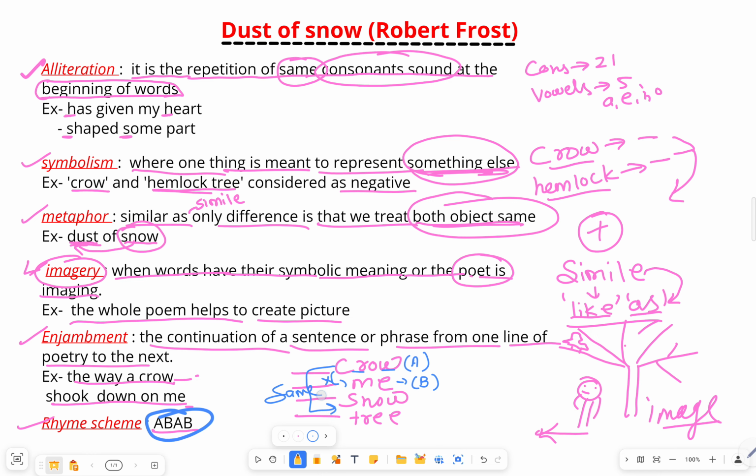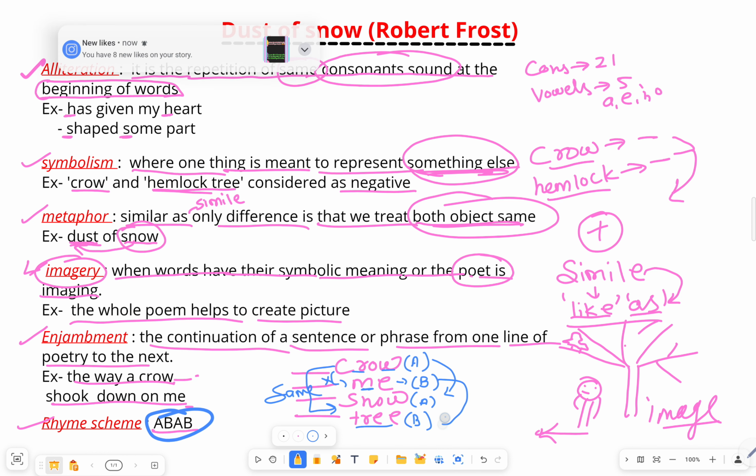So these sounds or rhymes are the same. Snow and crow, snow and crow. So it becomes the same, A. Tree and me. Just read aloud. Tree and me are the same, so it becomes B. Same like this. So you have to understand it becomes A B A B. This is the rhyme scheme. It is very easy to find out the rhyme scheme.